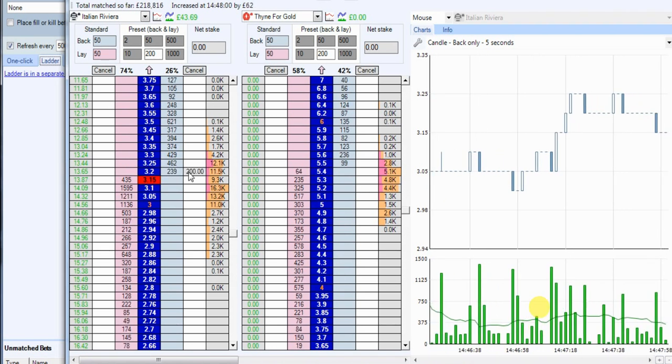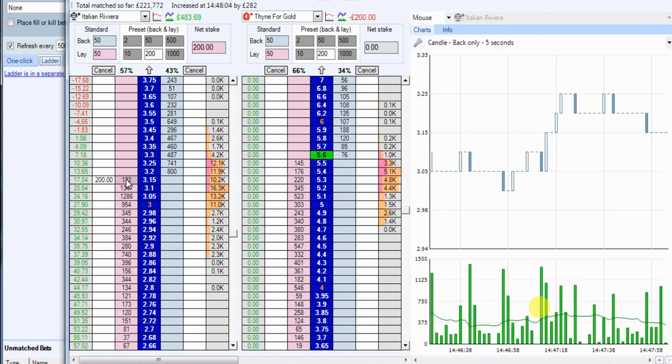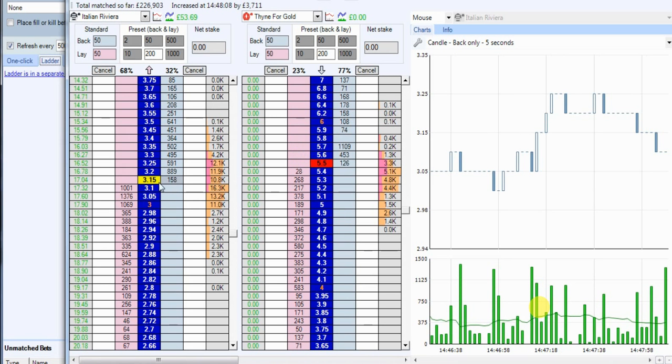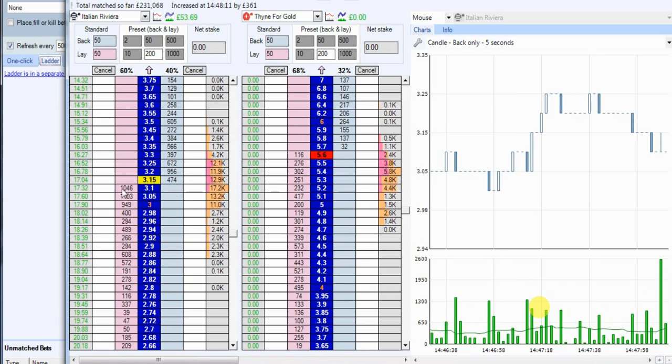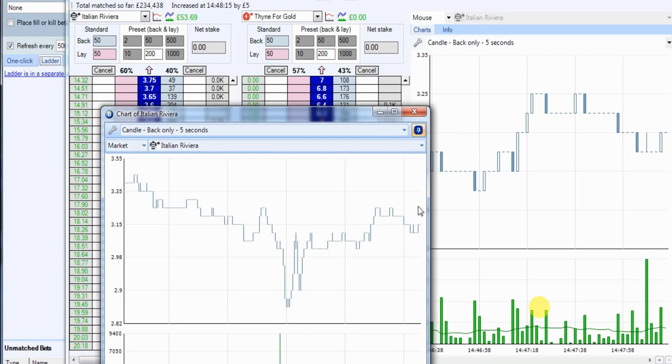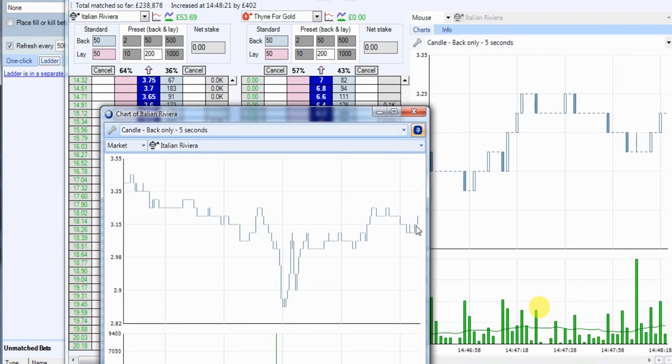So you can see I've placed a back bet, which has now been taken, and I'll place a lay trade at 3.15. So again, that's been taken, and we're currently at £17.04 in profit. So you can see the candle chart, it actually drifted up and it steamed down, and we took advantage of that, and now it's starting to drift up again. So there's potential to make another scalp.